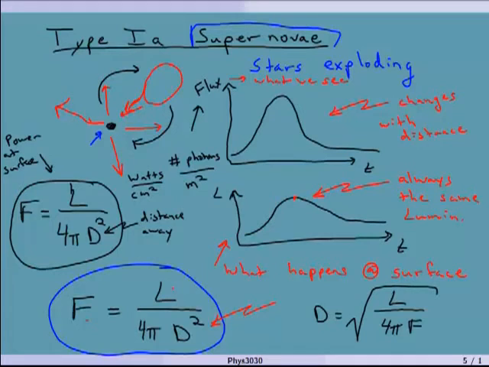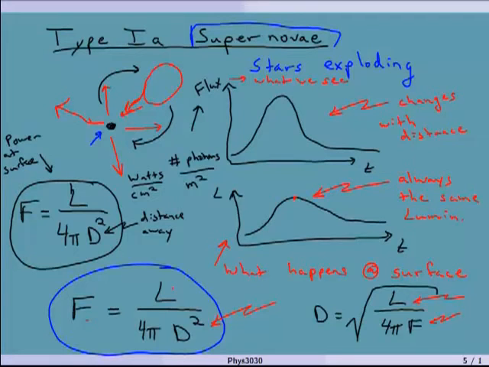So there's your calculation. If someone tells you the flux and the intrinsic luminosity of something, you should be able to tell me how far away it is. And you'll definitely have a problem like that on your homework, and maybe on the quiz as well. Okay.